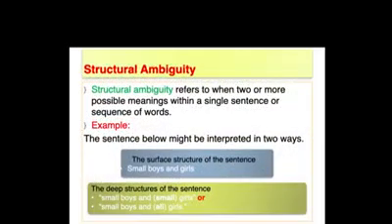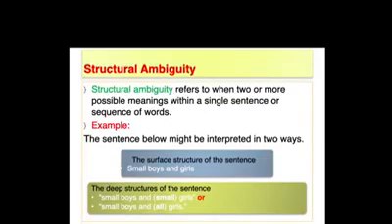Another thing we need to have a look at is what we call structural ambiguity. Sometimes with some sentences we can derive different meanings, because the sentences have, or imply, different meanings. Now let's have a look at the example there.